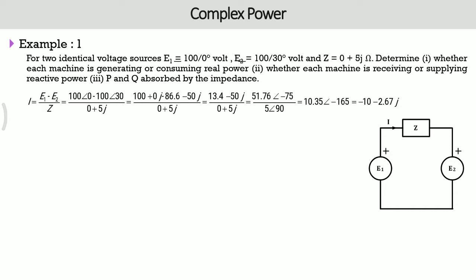After this, you can see at the fifth formula, we have to convert again into polar, because now we have to perform the division. Multiplication and division are only possible in polar form, not in rectangular form. So at the end you have your answer, minus 10 minus 2.67j, which consists of an imaginary as well as a real part. This is the current flowing from E1 to E2.